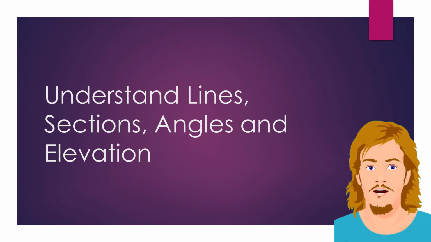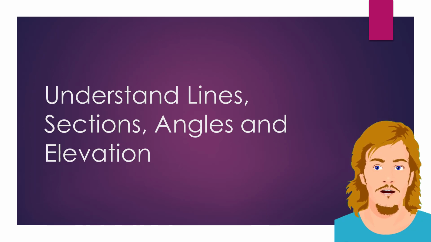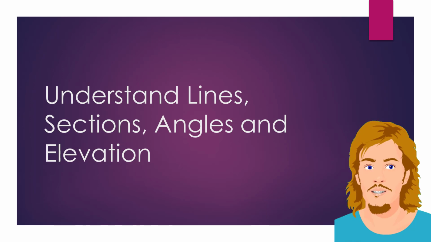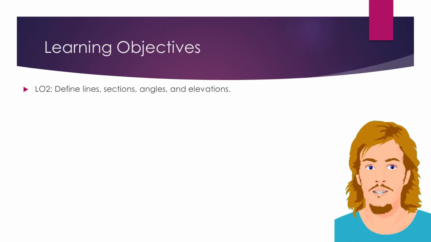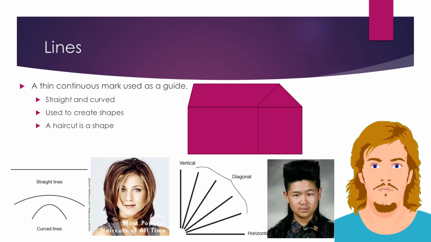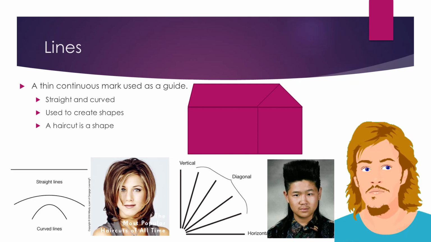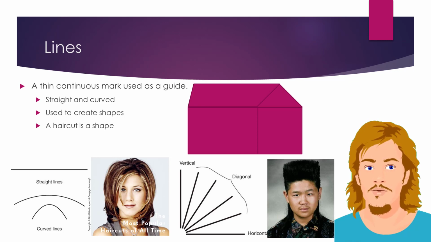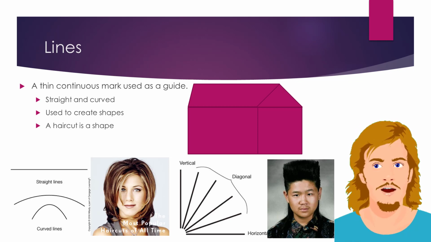In order to understand haircutting, you must first understand lines, sections, angles, and elevation. Our learning objective for this topic will be to define lines, sections, angles, and elevations. We begin with lines. A line is a thin, continuous mark that is used as a guide.